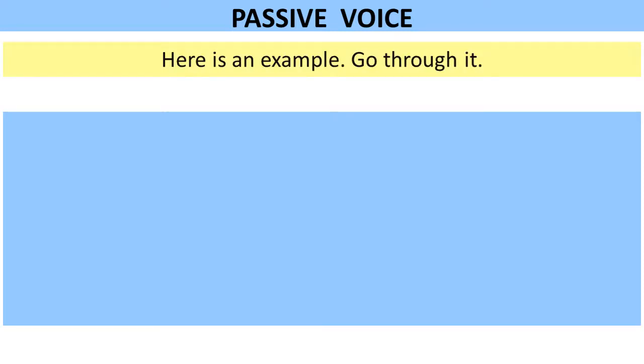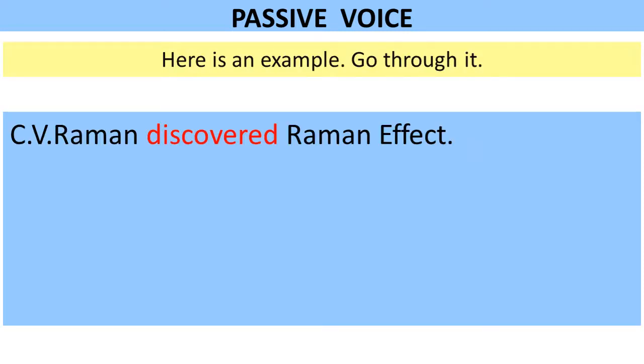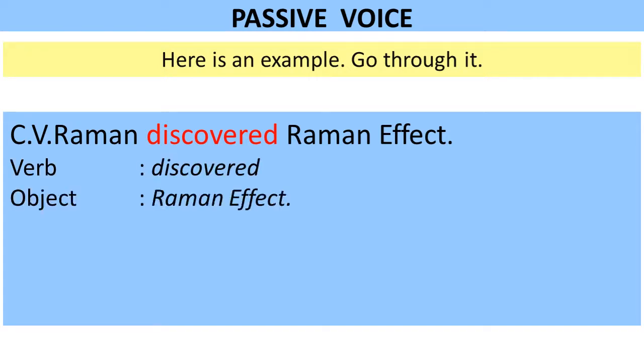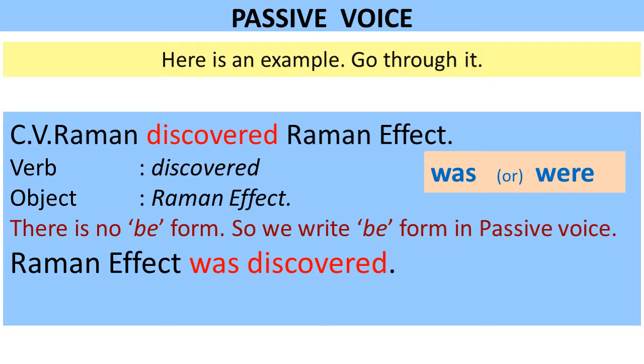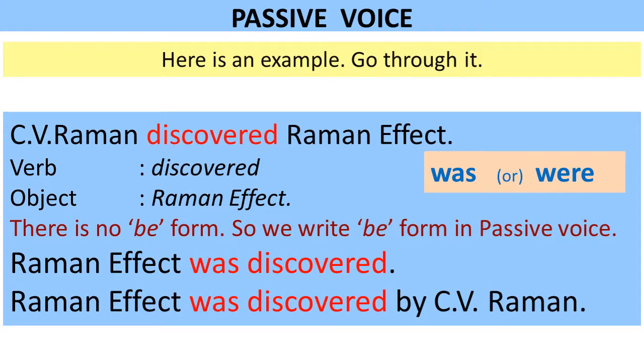Here is an example. Go through it. C.V. Raman discovered Raman effect. In this one, the verb is discovered and the object is Raman effect. And here there is no be form, so we write be form in passive voice. Then let us see what words can be written. As the verb is in the past tense and there is no be form, we have these two options. Here Raman effect is singular, so we write was discovered. Raman effect was discovered by C.V. Raman.